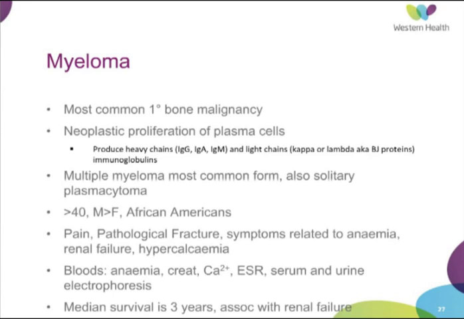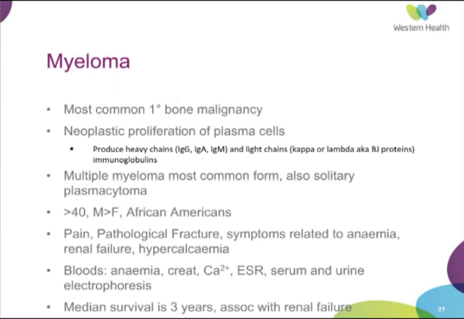Myeloma is the most common bone malignancy. It's a neoplastic proliferation of plasma cells. These plasma cells produce heavy chains, so immunoglobulins G, A and M, and also light chain, which is your Bence-Jones protein, which are kappa or lambda immunoglobulins. It most commonly presents as multiple myeloma, and that's what we see more commonly, but it can also exist as a solitary lesion called a plasmacytoma.